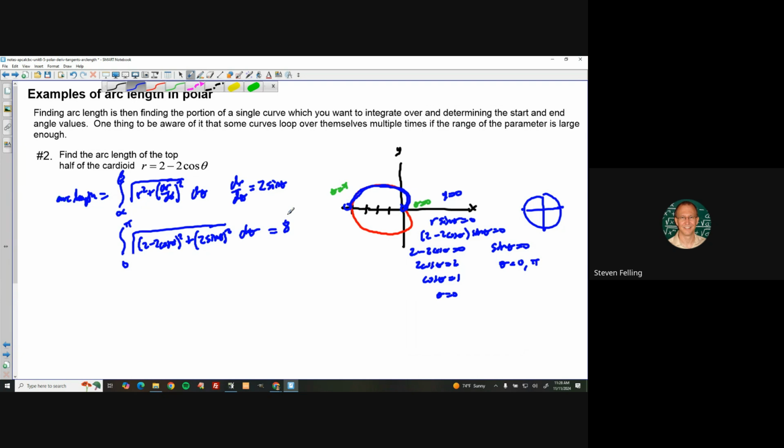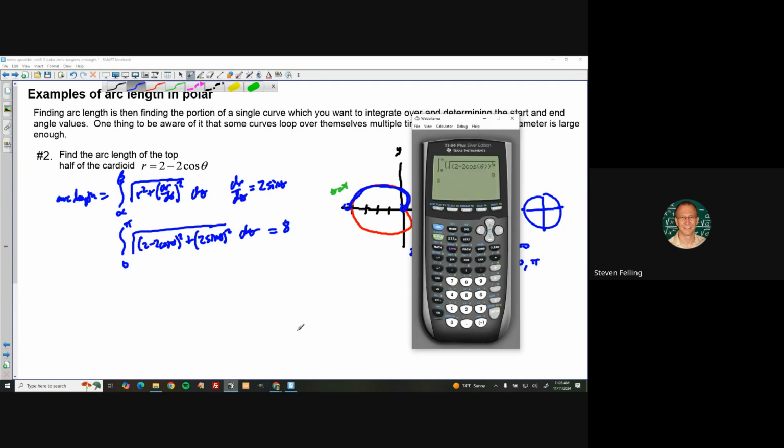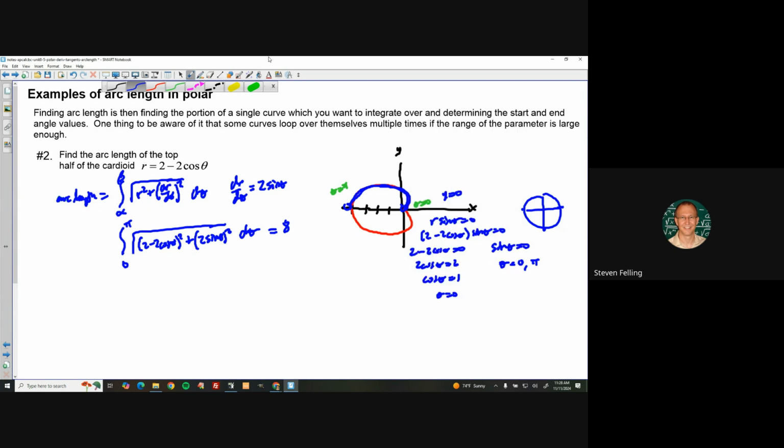And does that make sense? If I look at the graph here on the scale, let's go back to the graph. This is 4, so yeah, this distance here would be 4. I could definitely believe that this is going far enough out here to travel a complete distance of 8 for that arc length. All right, so that's that example.